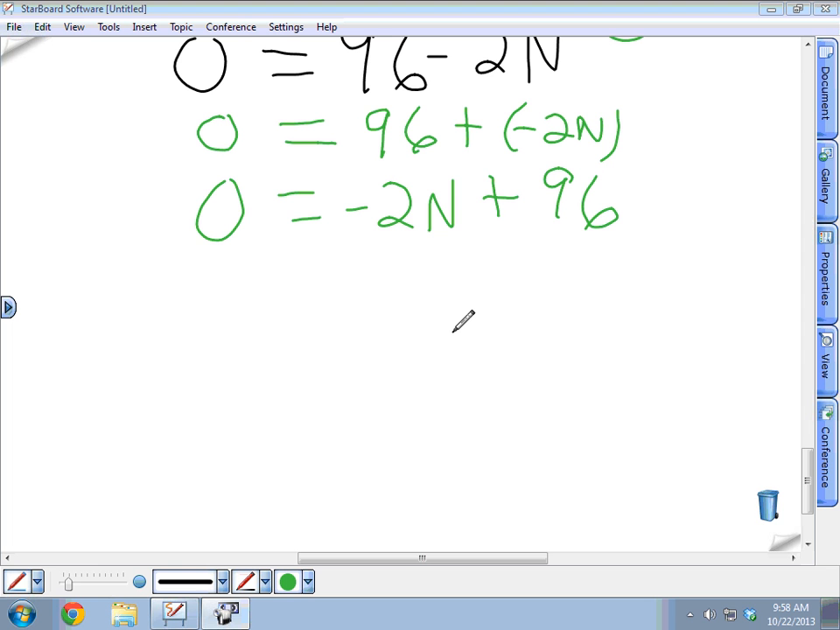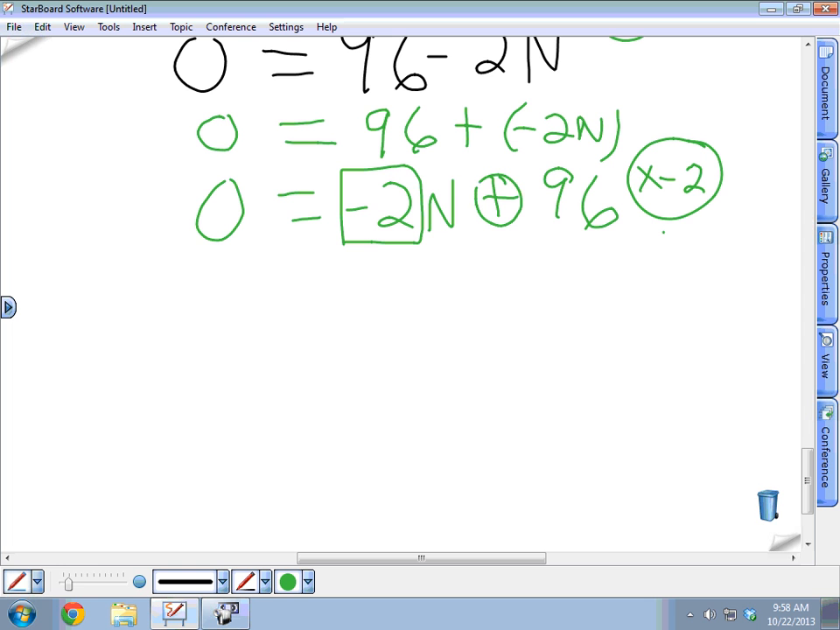All right. So now, what are you multiplying by, Katie? Negative 2. And then what? Adding 96. Ask yourself, what are you doing to your n? The first thing you're doing is you're multiplying by negative 2, then you're adding 96.